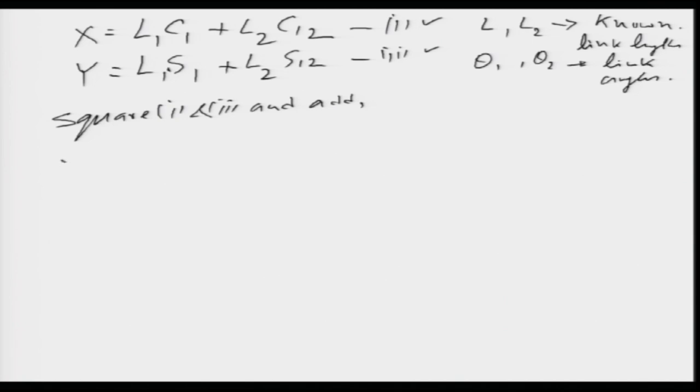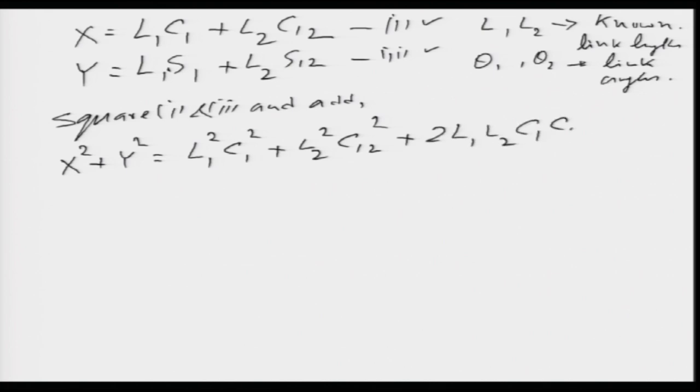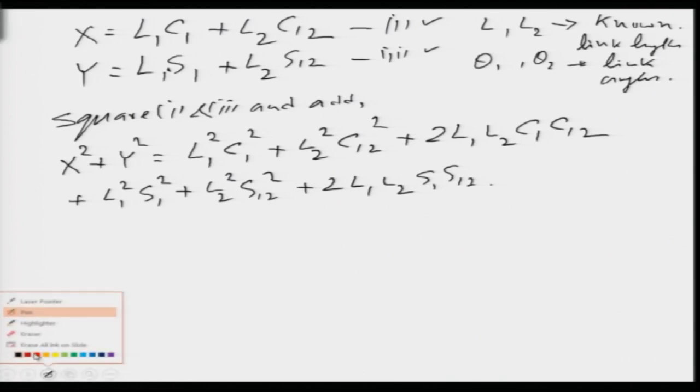On the left hand side, we are going to get x squared plus y squared, and on the right hand side, we are going to get L1 squared cos theta1 squared plus L2 squared cos squared(theta1 + theta2) plus twice L1 L2 cos theta1 cos(theta1 + theta2), plus L1 squared sin theta1 squared plus L2 squared sin squared(theta1 + theta2) plus twice L1 L2 sin theta1 sin(theta1 + theta2). Now we can collect the terms.